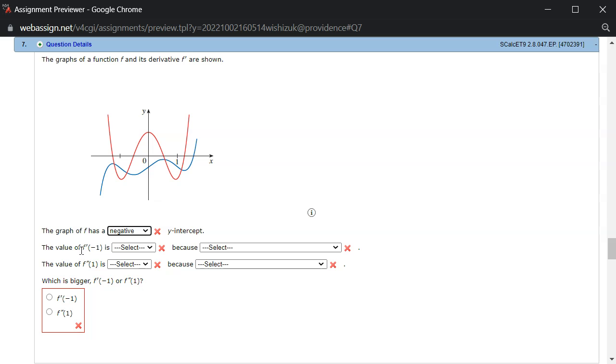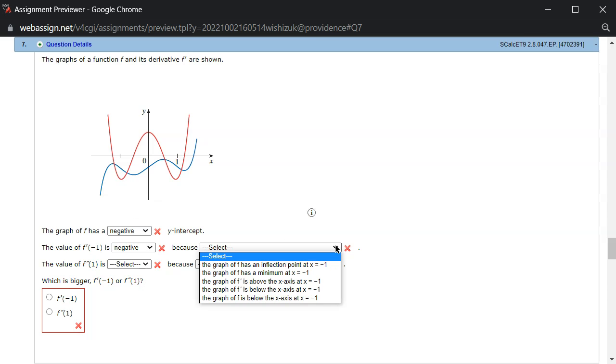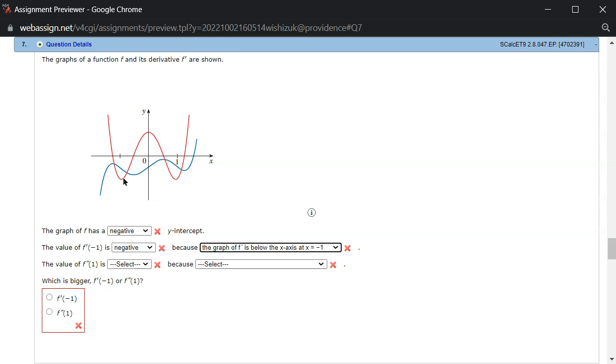The value of f prime of -1, so we're talking about the red one. -1 is probably right here. You can see that the value of the derivative is negative, because it's below the x-axis. We're talking about that point. What's the reason? Not inflection point. Let's see. So the graph of f prime is below the x-axis at x equals -1. So this is probably the reason, because this point is below the x-axis. All right, so we got that.